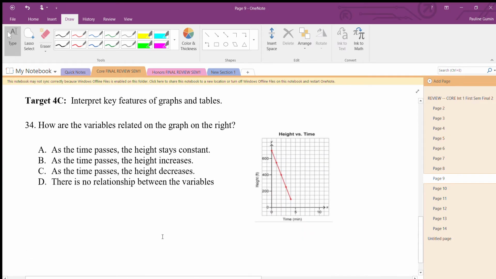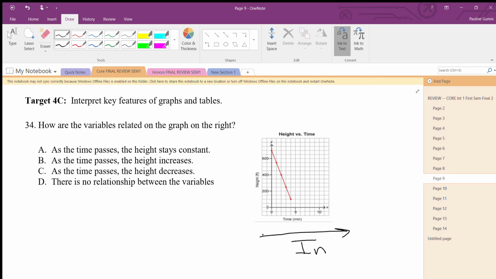How are the variables related on the graph on the right? Okay, well, before even looking at the options, I'm just going to take a look at this graph. First, I have the x's, which is time. Time is going from 0 to 10, right? So time is increasing. I'm going to write IN.